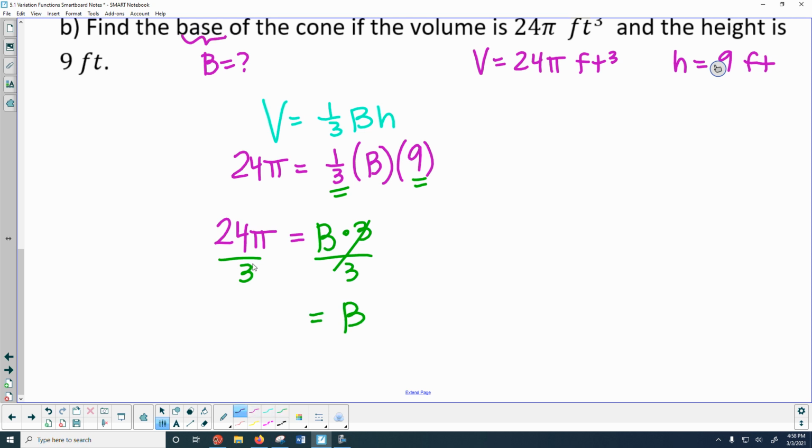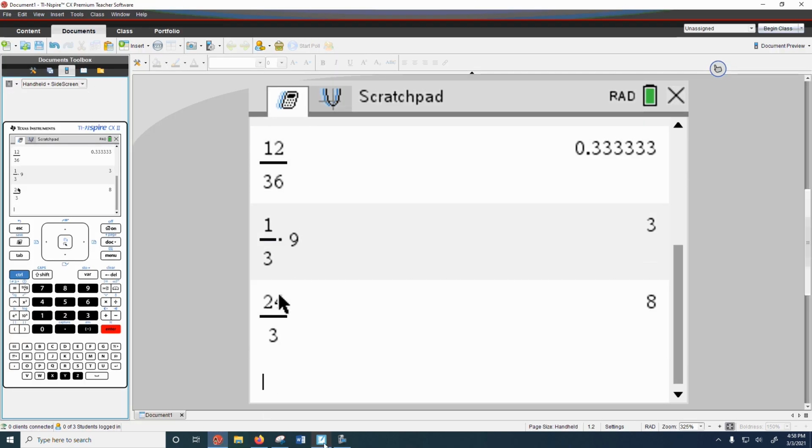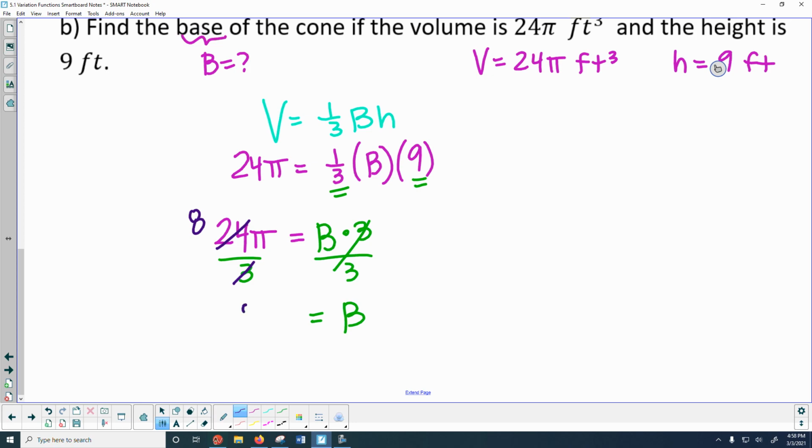We can divide by hand. 3 goes into 24 8 times. Again, if you want to check that on your calculator, I would just do 24 divided by 3. That is 8. So we have an exact answer that is 8 pi. So the area of my base is 8 pi.